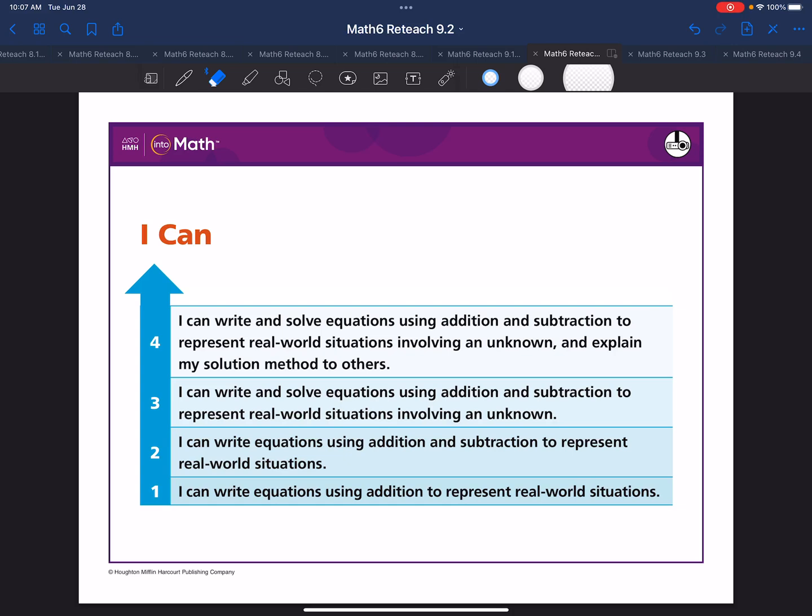Today we will review 6th grade math lesson 9.2. This lesson will cover how to use addition and subtraction equations to solve problems. Here is your I can statement. I can write and solve equations using addition and subtraction to represent real-world situations involving an unknown and explain my method to others.